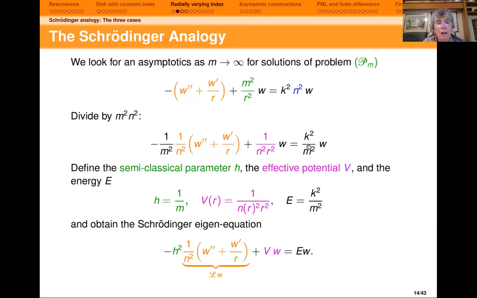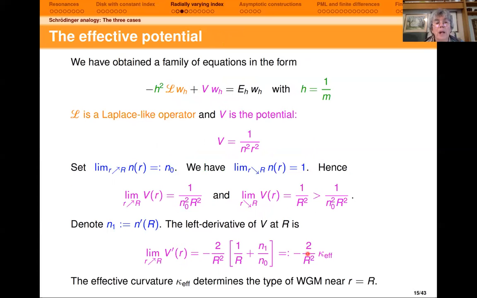The spectral part, you just set E = k² on m², and this is the energy. So an eigenvalue now is like an eigenvalue, and then you have 1 over m². Of course, you set h = 1/m, and then you have a semi-classical parameter h, which will tend to 0. And your equation is completely equivalent to that one: 1D Laplace multiplied by h², a potential, and the energy. And now we are looking for the resonances of this equation when h tends to 0.